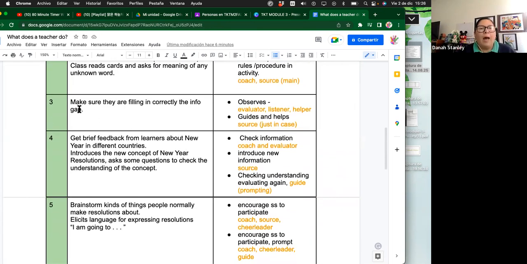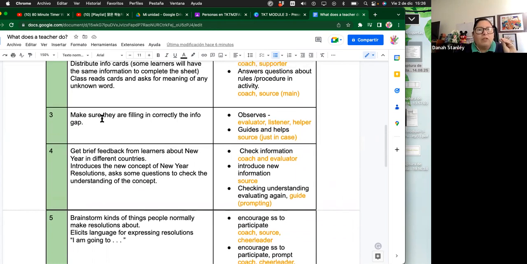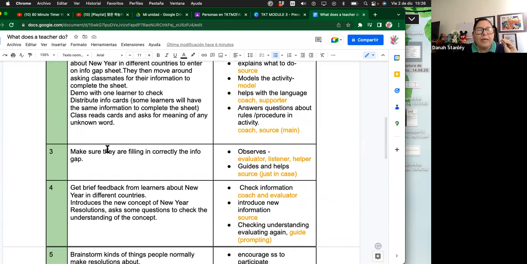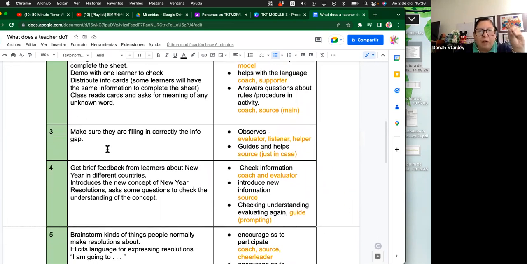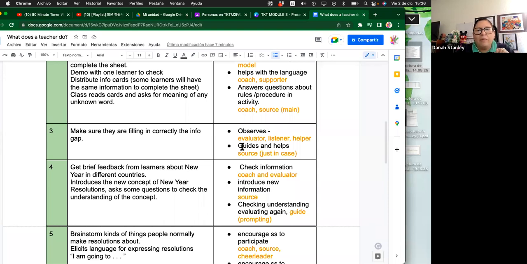Luego, I'm going to make sure that they are filling in correctly the info gap. So maybe in here, what I'm doing is observing closely. In the case of observation, I'm going to be an evaluator because remember, I have my objectives and I'm going to be checking if in general they are accomplishing that objective, and individually, because maybe today I need to evaluate the first 5 from the list, no?